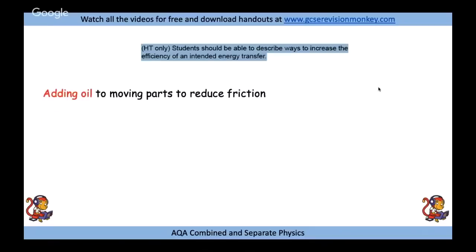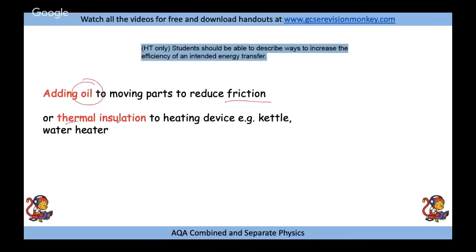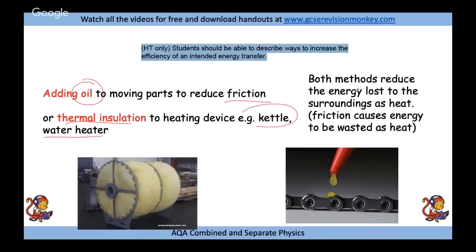Okay, so first off in the higher tier combined part, you might need to describe a way to increase the efficiency of an intended energy transfer. So here we've got adding oil to moving parts to reduce friction, okay, or adding insulation to a heating device, so a kettle or a water heater up in someone's loft. By adding these two things to those two different processes, well, what are you doing? Well, you're just reducing the energy that's lost to the surroundings as heat. So friction would cause heat energy to be wasted. So adding oil just reduces that friction, and adding thermal insulation just traps heat in a little bit more as well.